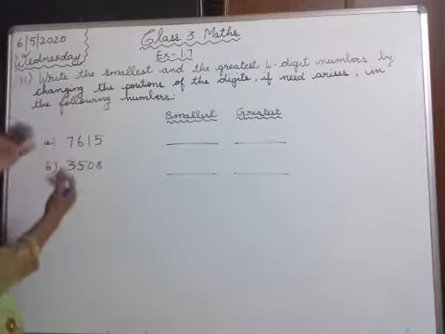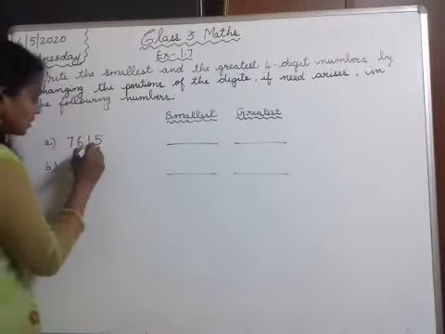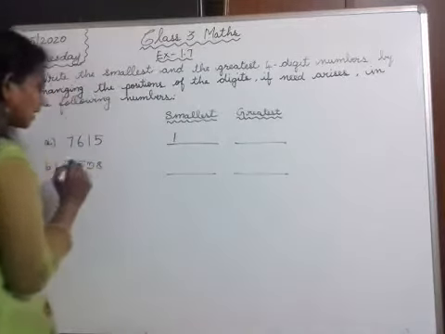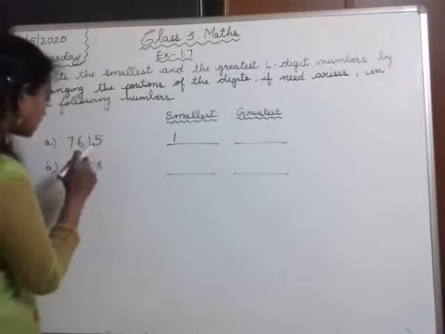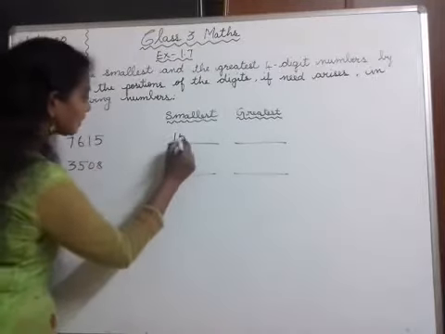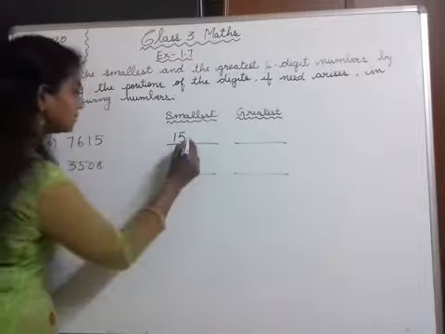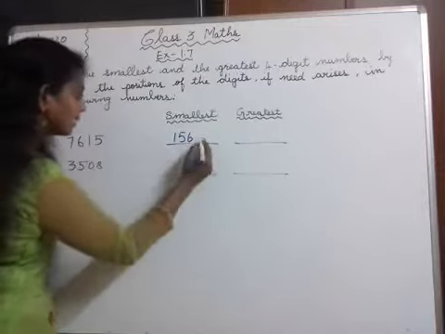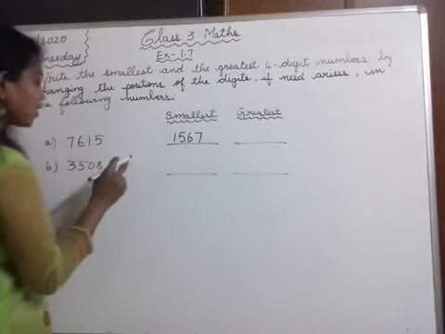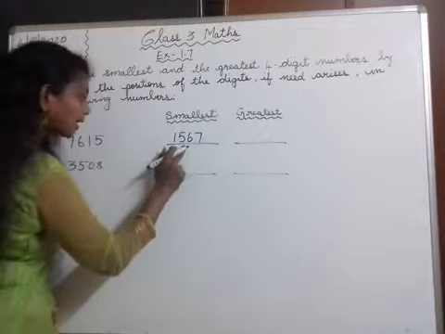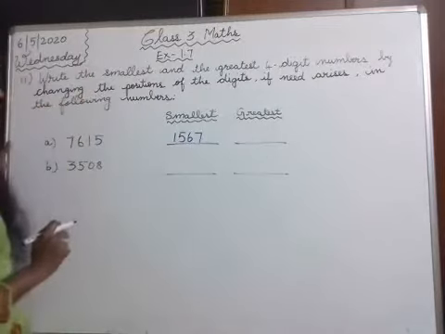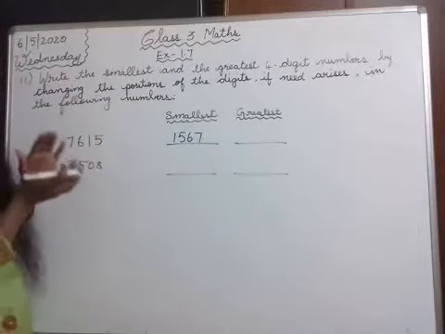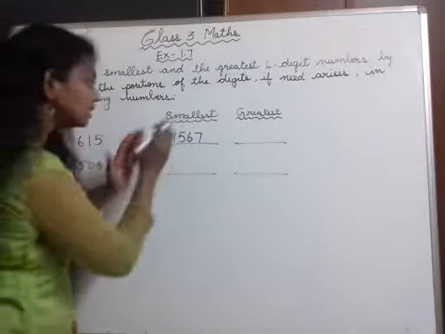In this, what is the smallest number? We start from the small number. This will be the small number, 1. In this, 1 is the small number. After that, what is the next small number? 5. After 5 the next number will be 6. After 6 the next small number will be 7. So the smallest number is 1567. You have to write these numbers in ascending order, that is small to big, so that it will be easy to understand.